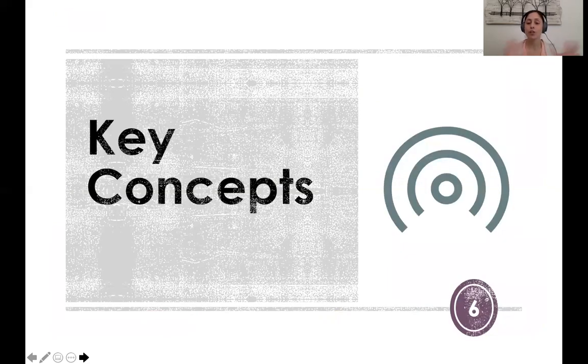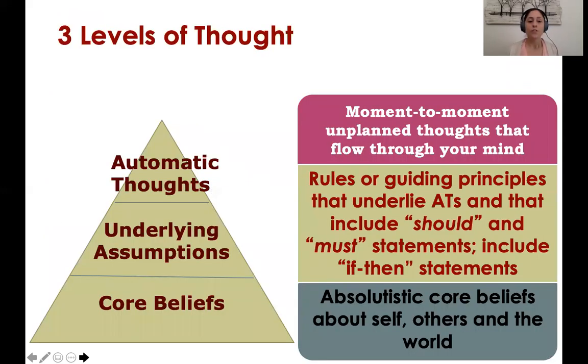Okay, so that's the general overview of CBT. We're going to get more specific here with some key concepts. First, 3 levels of thought. So we're going to start at the top of this pyramid and work our way down.